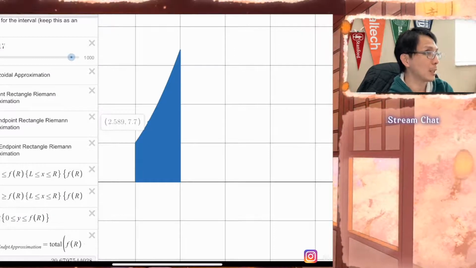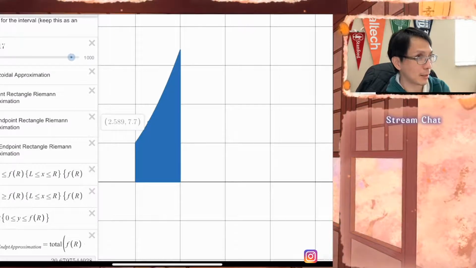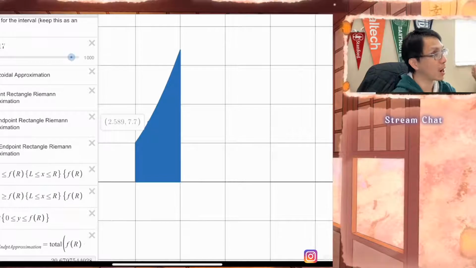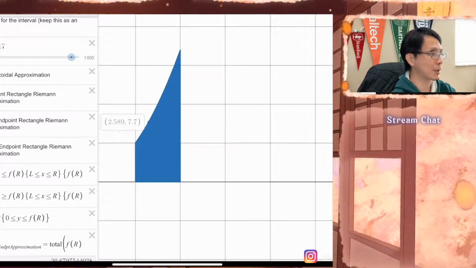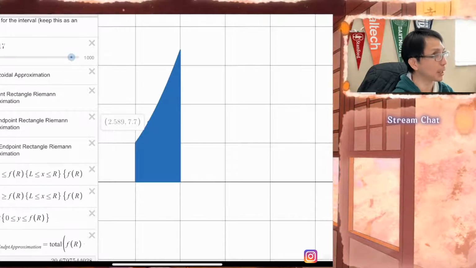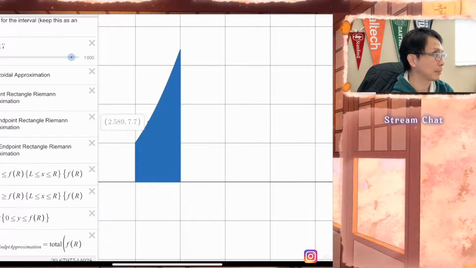Okay, infinite pieces, and you add up each piece. And that is the definition of the integral, which we are not going to cover, but I just want you to understand the big picture. The big picture of the integral sign is adding infinite rectangles.